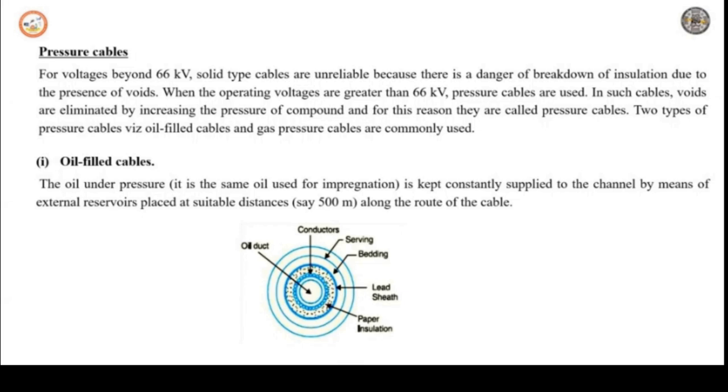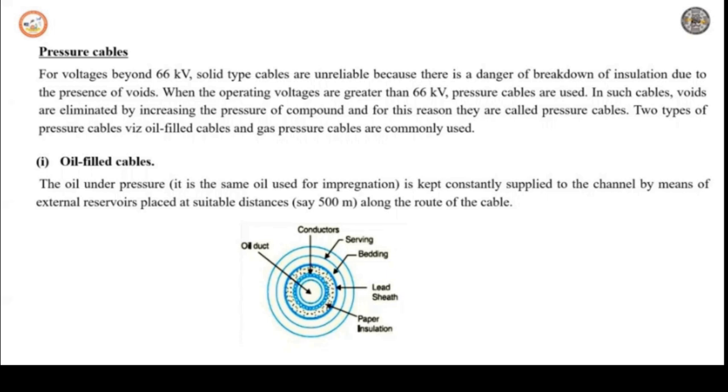In case of oil-filled cables, the channels or ducts are provided within or adjacent to the cores, through which oil under pressure is circulated. The figure here shows the construction of a single core oil-filled cable. It consists of a concentric stranded conductor built around a hollow cylindrical steel spiral core. This hollow core acts as a channel for the oil.